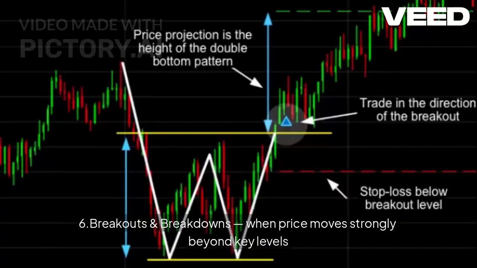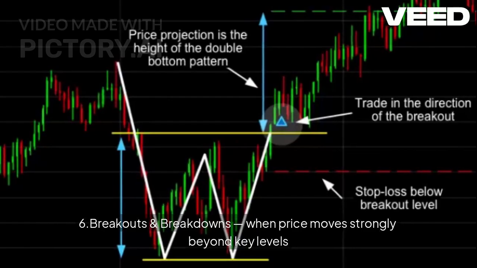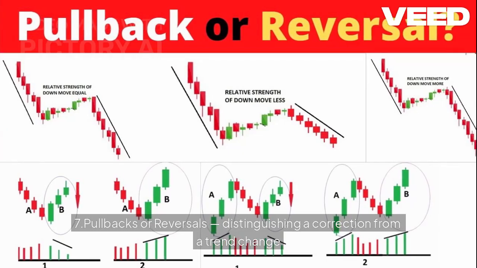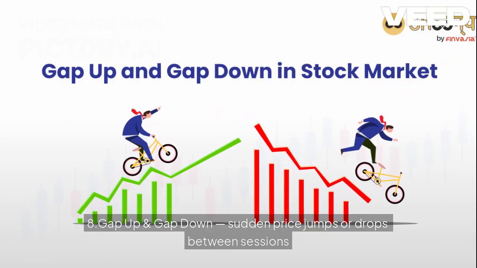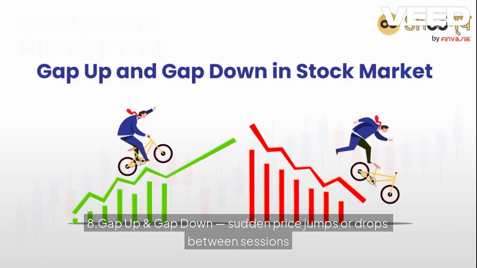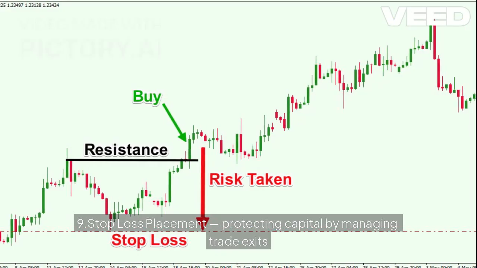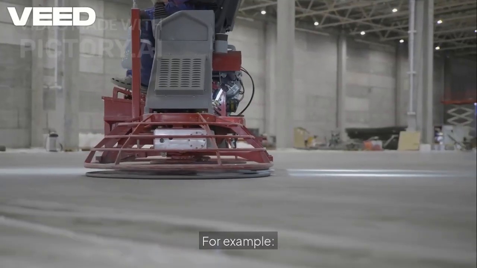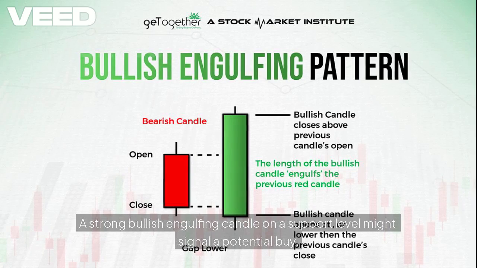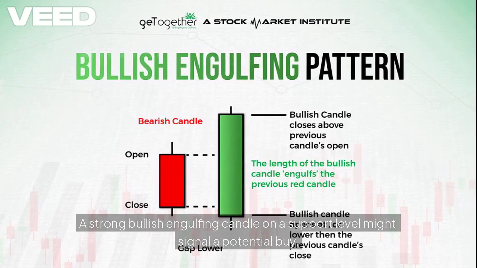6. Breakouts and breakdowns, when price moves strongly beyond key levels. 7. Pullbacks or reversals, distinguishing a correction from a trend change. 8. Gap up and gap down, sudden price jumps or drops between sessions. 9. Stop loss placement, protecting capital by managing trade exits. For example, a strong bullish engulfing candle on a support level might signal a potential buy.